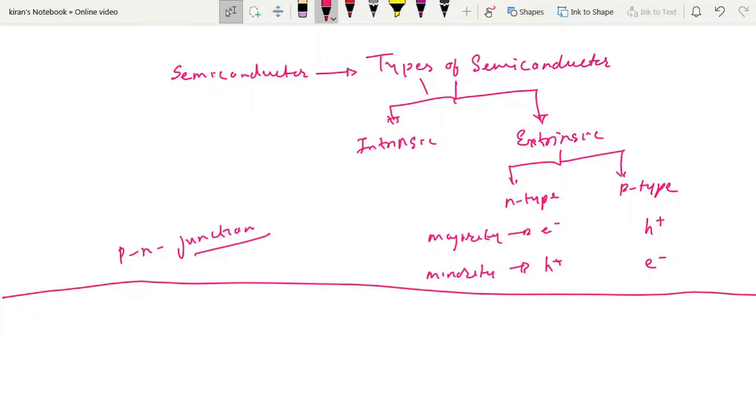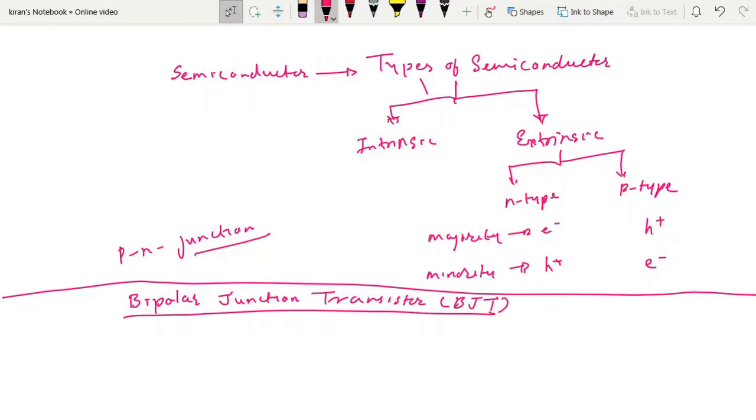From today's lecture onward, we will be discussing more complex electronic devices. So basically, what we are going to talk about today is the bipolar junction transistor, BJT. Generally this is simply referred to as a transistor. So let's talk about what a BJT is.